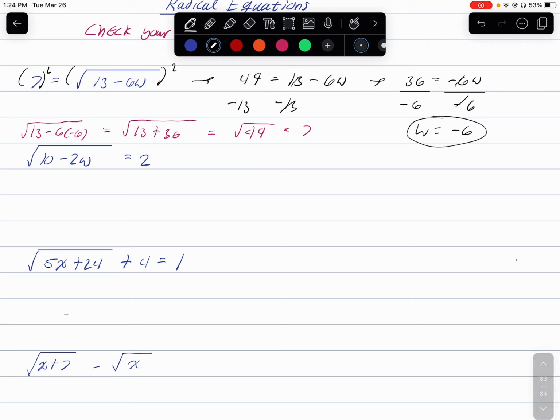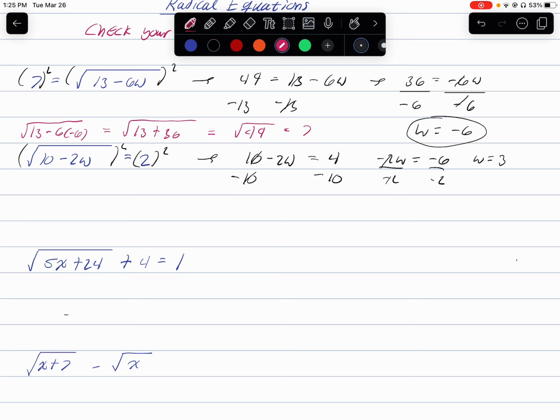Now let's look at the square root of 10 minus 2w is equal to 2. So if we square both sides of this equation, we will get 10 minus 2w is equal to 4. So then we can take 10 away from both sides, and we get that minus 2w is equal to negative 6. From here, we can divide both sides by negative 2, and we get that w is equal to positive 3.